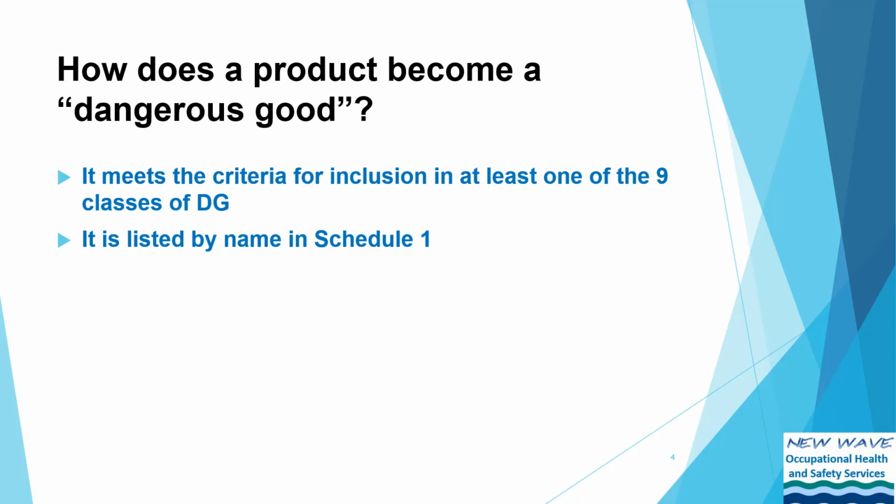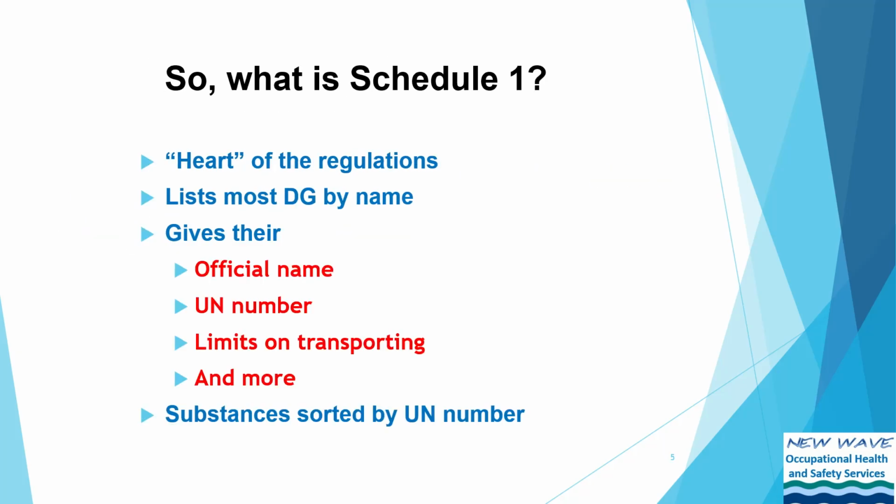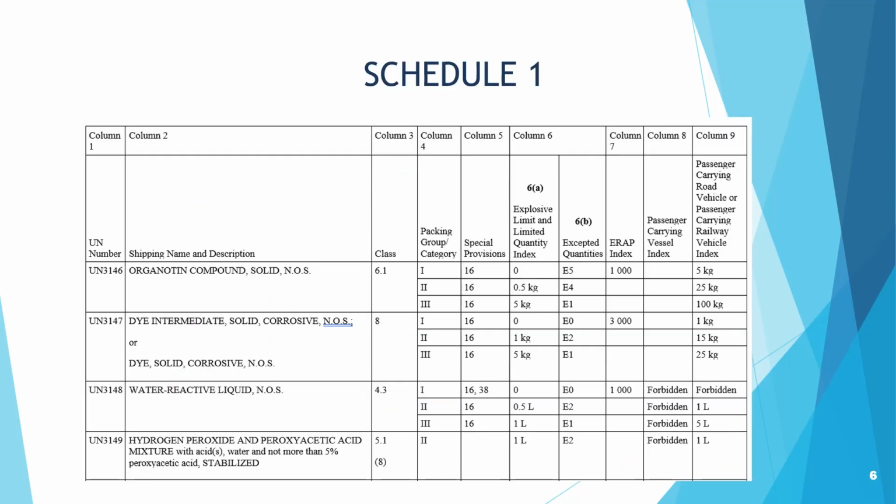The second way for a product to become a dangerous good is to be listed in Schedule 1. So what is Schedule 1? Despite its unassuming name, Schedule 1 is the heart of the regulations. At 280 pages long, it lists most dangerous goods given their official name, UN number, limits on transporting, and much more. Products in Schedule 1 are sorted by UN number. This is an excerpt from Schedule 1.